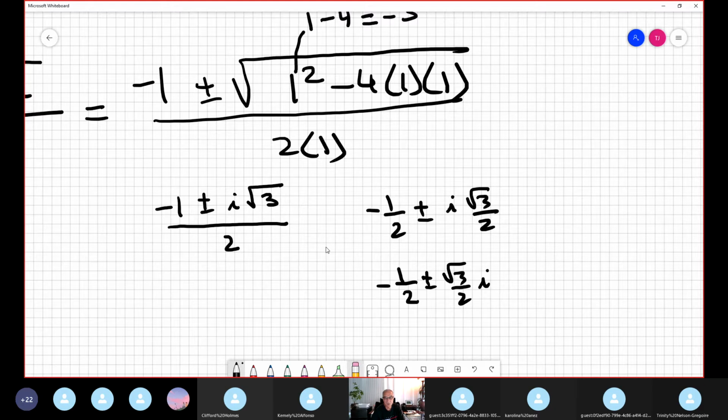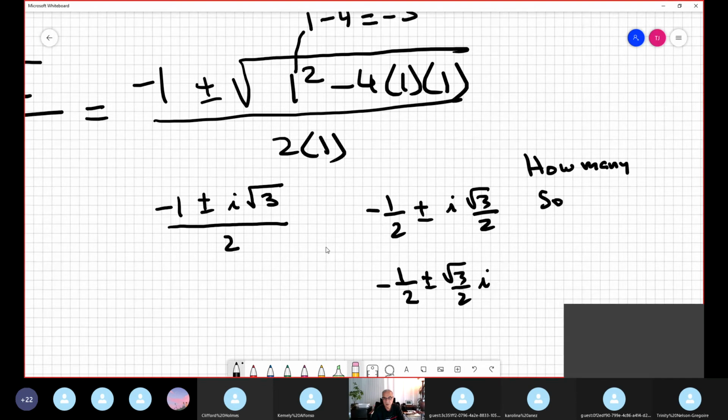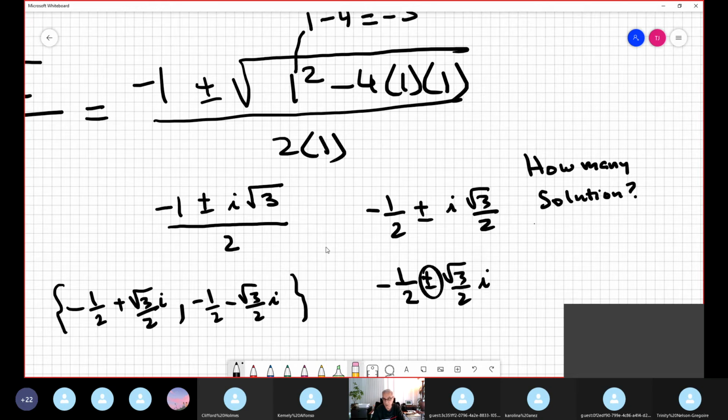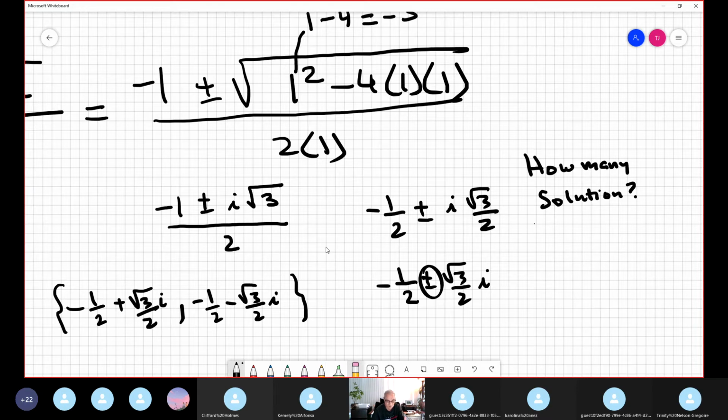And how many solutions do we have here? How many? 2. How do you know? Because we have plus or minus. So actually, if you want, you separate it. This is the condensed way to express the solution. However, actually, it's -1/2 plus radical 3 over 2 i, comma, -1/2 minus radical 3 over 2 i. Okay, super, Daniel. These are my solutions. It's not mandatory to separate them; for me, it's perfect.